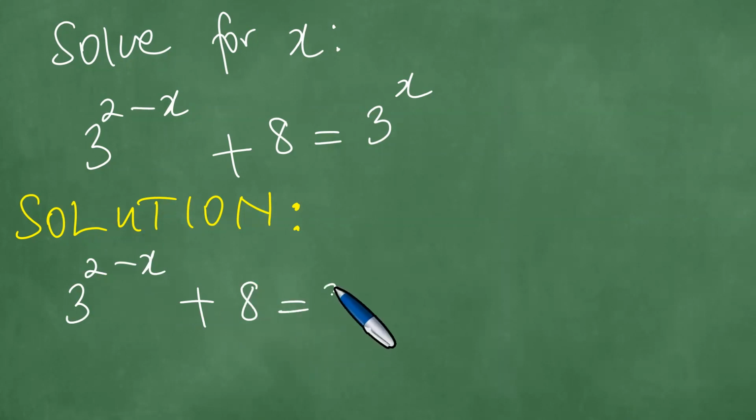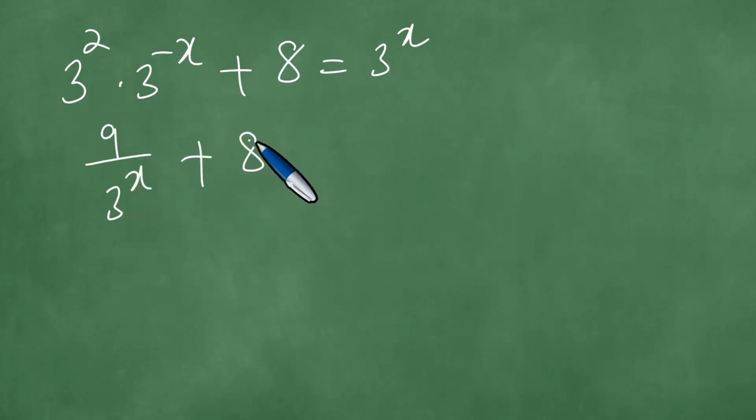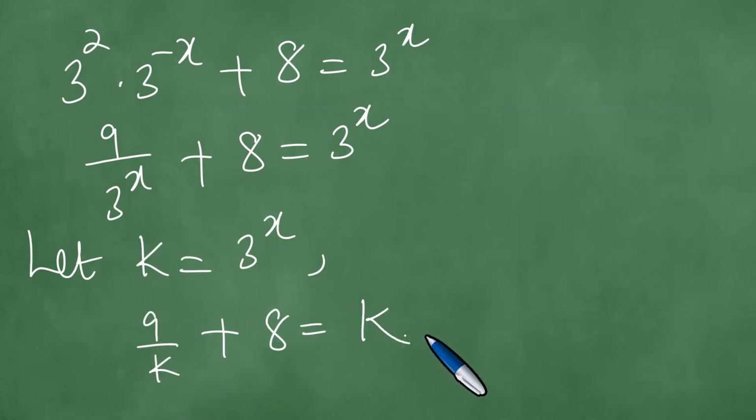So we have been given this question here. You can write it as 3 to the power 2, 3 to the power minus x, plus 8 equals 3 to the power x. And 3 to the power 2 is 9 over 3 to the power x. Let k be 3 to the power x. Wherever there is 3 to the power x, you put k, and this constitutes something we call the k method.